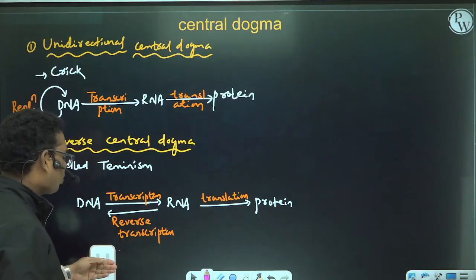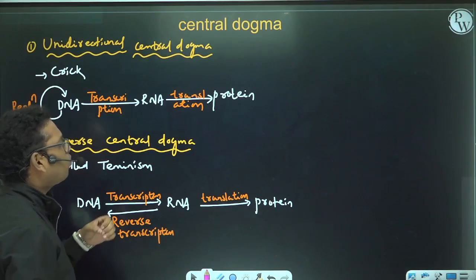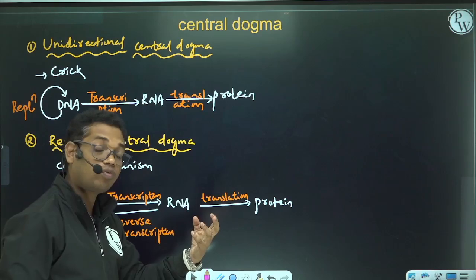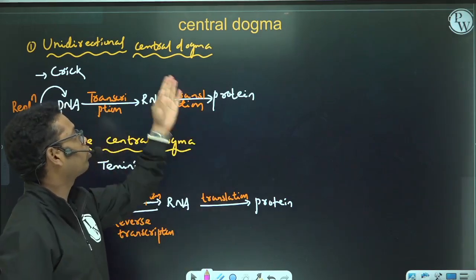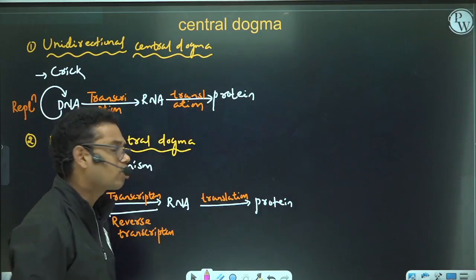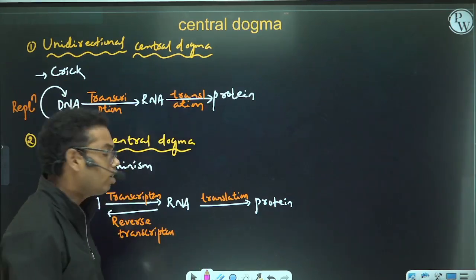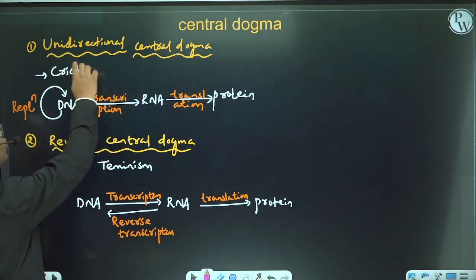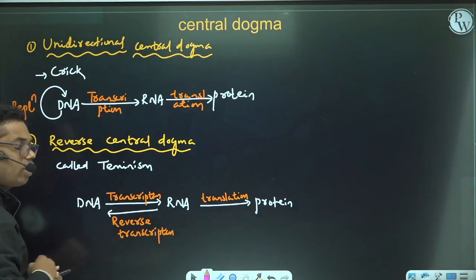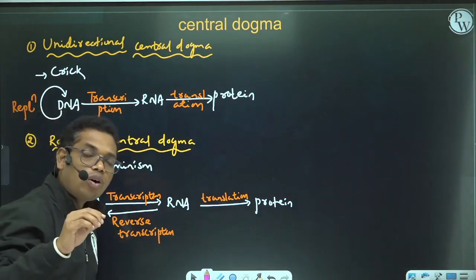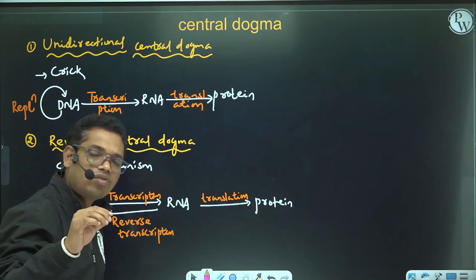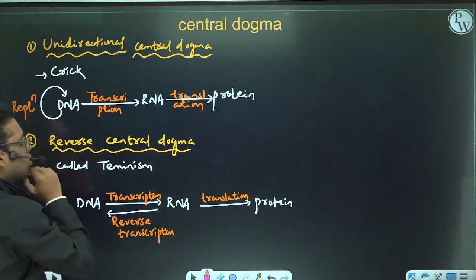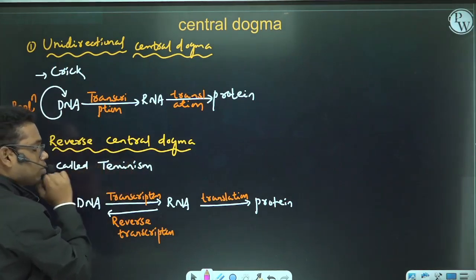The information which is present in the DNA flows to form the protein, and the flow of genetic information from DNA to protein is called the central dogma, and the concept of central dogma was first given by Crick. The central dogma given by Crick is known as unidirectional central dogma. What is central dogma? The flow of genetic information. It is of two types, unidirectional and reverse. Reverse is also known as teminism.